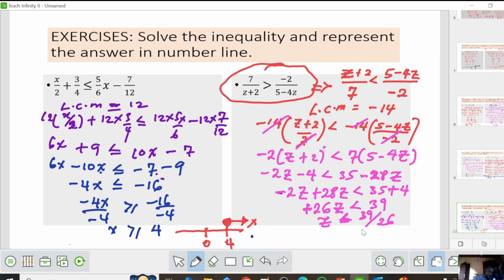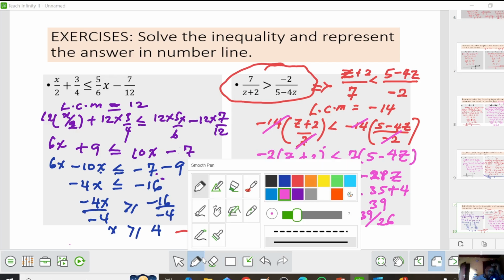39 over 26 is approximately 1 point something. And to draw it on a number line, it's very simple. Draw it on a number line.